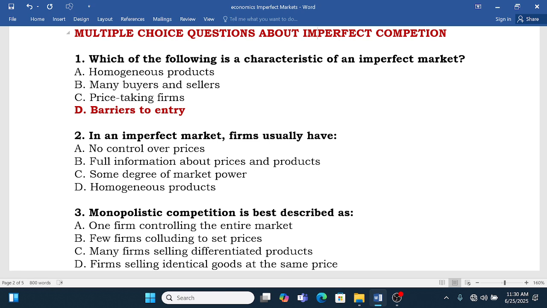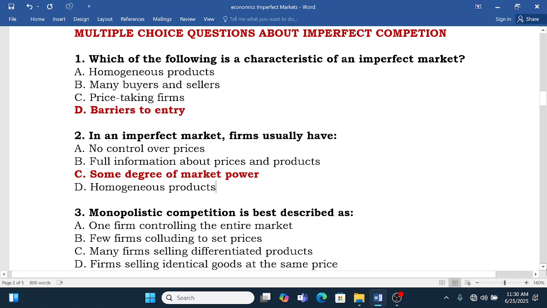We look at question number 2. In an imperfect market, firms usually have: A, no control over the price; B, full information about price and product; C, some degree of market power; D, homogeneous products. The correct answer is C, where there is some degree of market power.